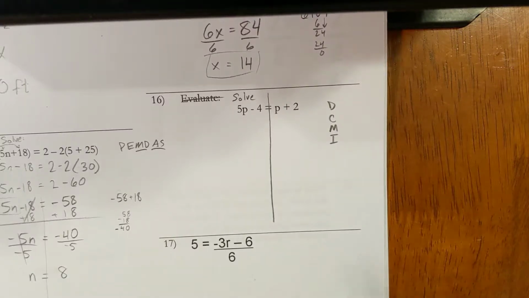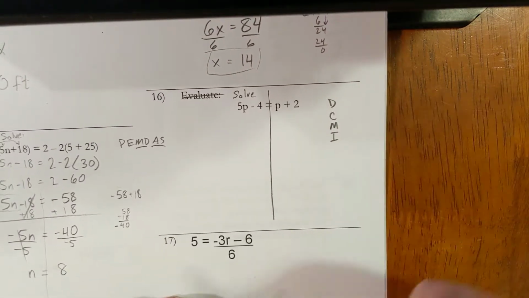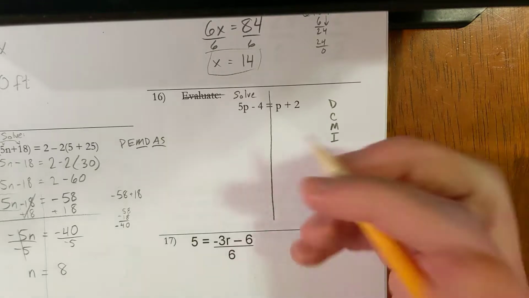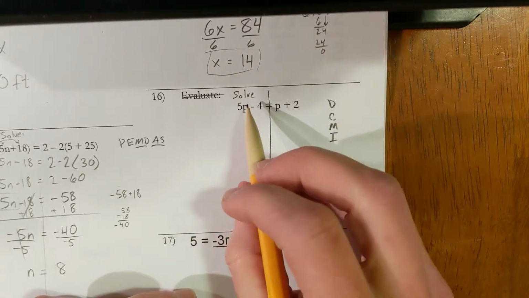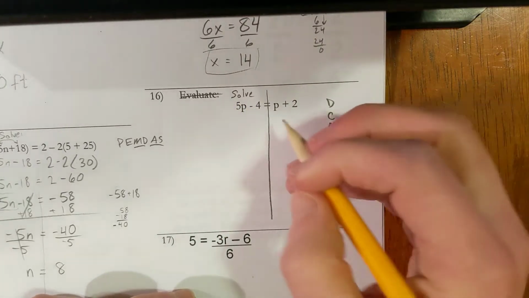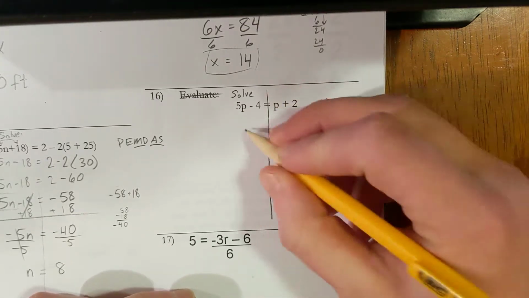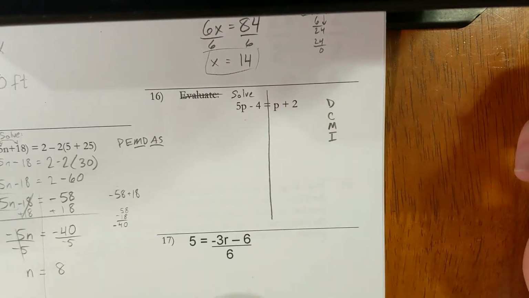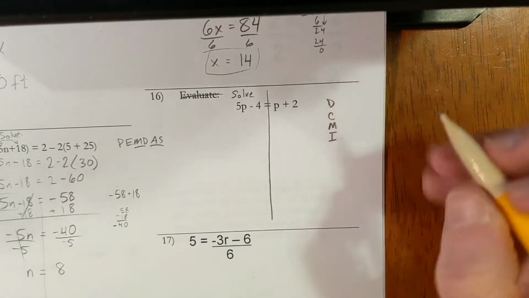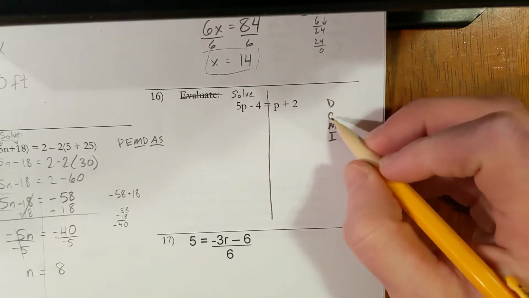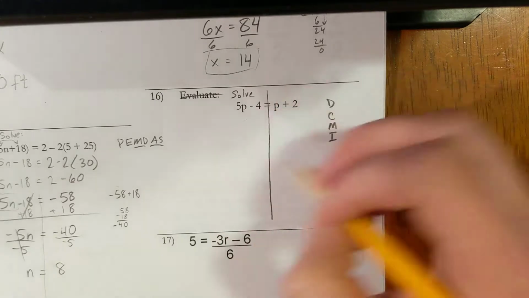All right, for this video, we're going to take a look at the cumulative study guide, numbers 16 through 22. So we're looking at number 16 first. I've changed the directions to solve, as that is usually the direction that we have for equations. I've drawn my line separating my two sides of the equation to help us with balancing our inverse operations. And then I've also written out our acronym DCMI that I like to use for multi-step equations.